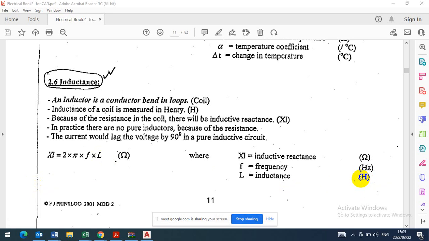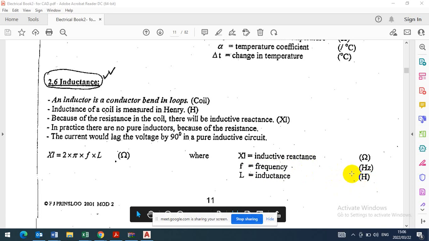Sometimes they might give you inductance in millihenry or microhenry. You have to convert millihenry back into Henry, or microhenry into Henry. How do you change millihenry to Henry? You can divide by 1,000 or multiply by 10^-3. Whenever you hear milli, you divide by 1,000, and the answer you get is in Henry. When it's micro, you divide by 1,000,000. The answer you get is in Henry.